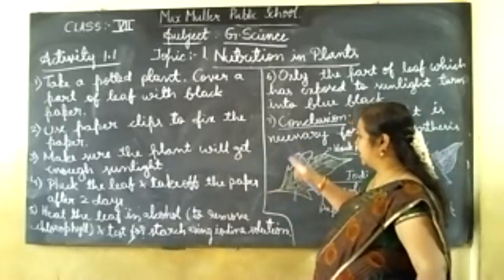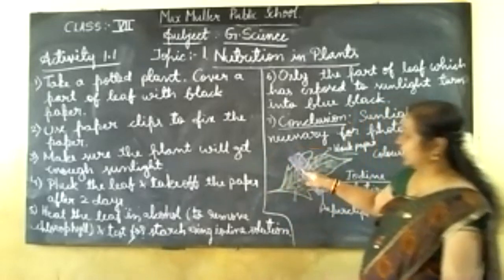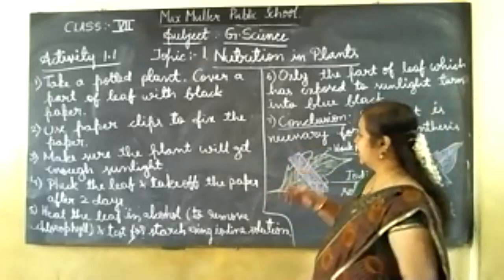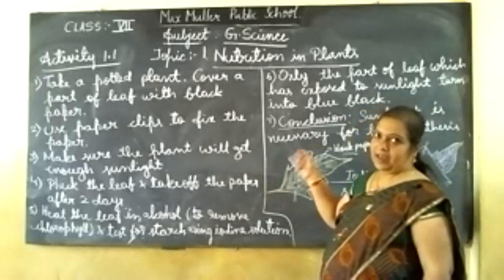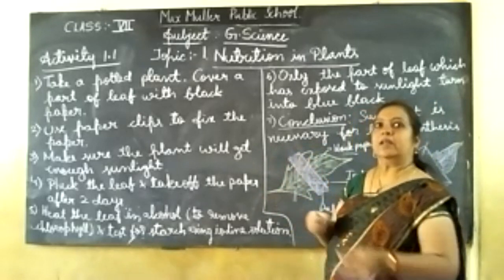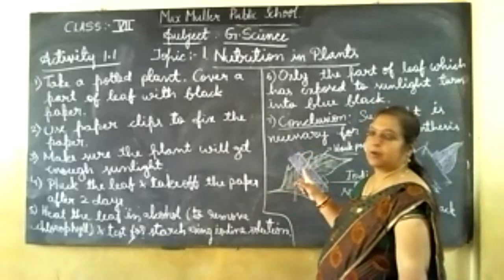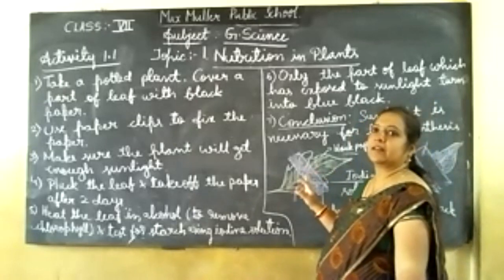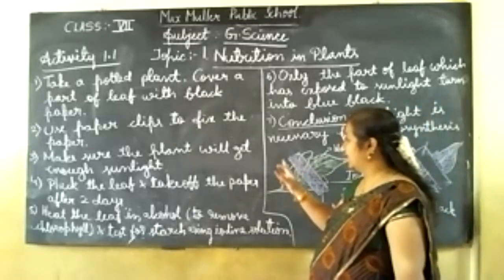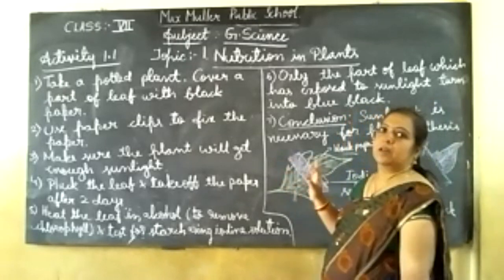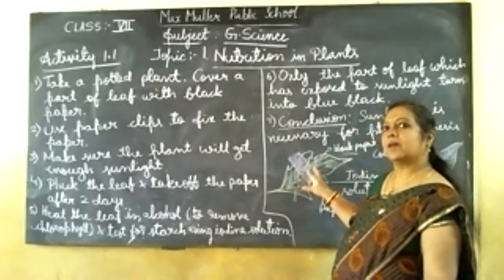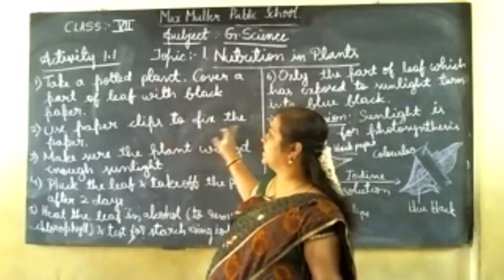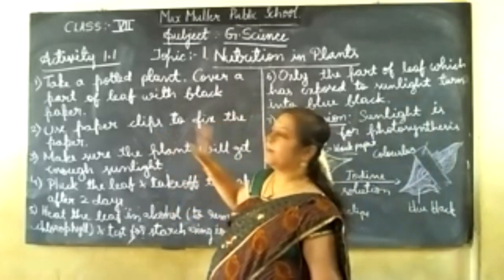One strip of paper we are covering, and it is fixed to the leaf with a paper clip. We hold the paper and leaf together and insert the paper clip to hold the paper firmly. Select any one leaf from the plant, and one part of the leaf is closed with the black sheet of paper. Then use the paper clips to fix the paper.